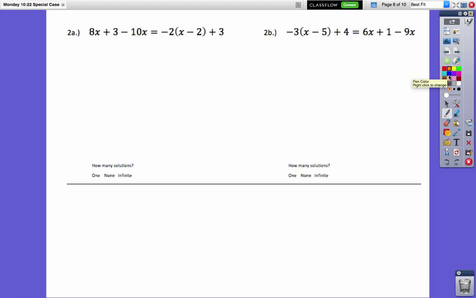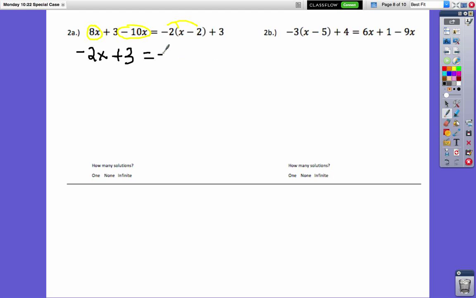For number 2, what we're going to do first to solve this equation is combine like terms on the left side here. So what you'll see now is we have -2x plus 3 is equal to, over here we need to distribute, so I'm going to distribute -2 times x and -2 times -2.